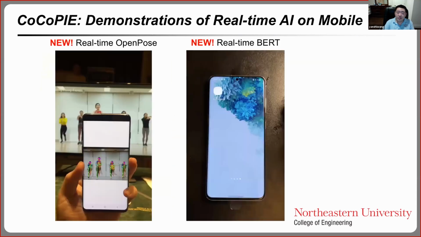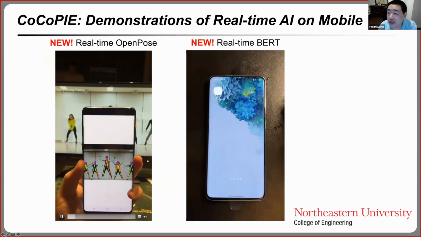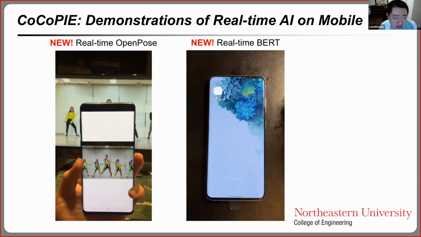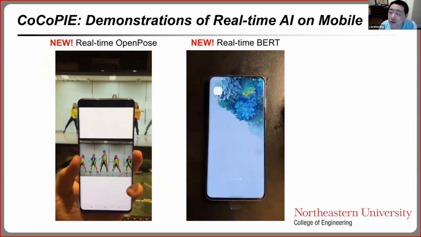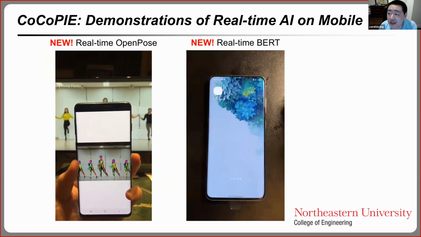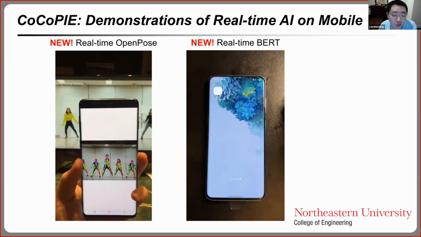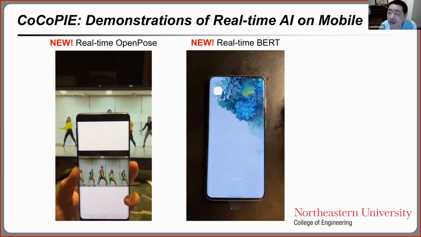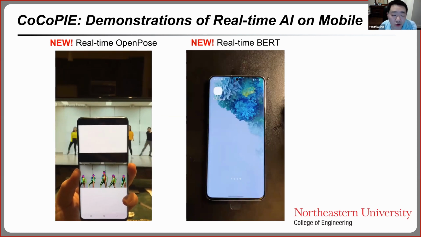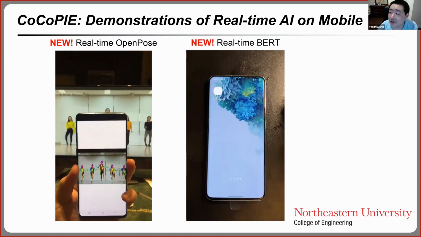And then most recently, we got 2 of the most complicated ones working on a mobile phone. The first one is OpenPose. We can see this kind of pose estimation, which works at 20 frames per second even on a large-scale GPU, and we can make it almost real time. It's a little bit not real time at this moment, but almost real time just using a phone.